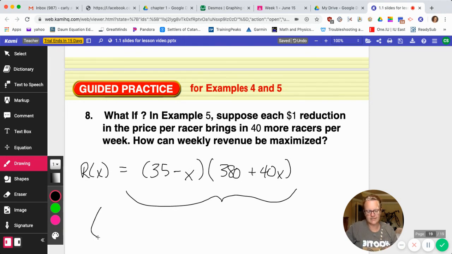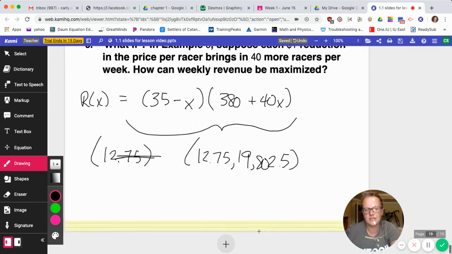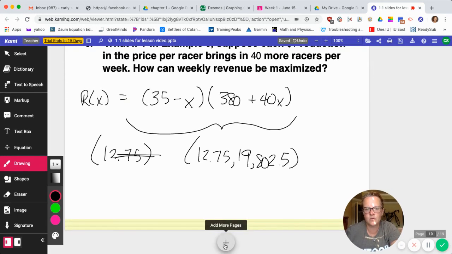So here our vertex actually works out to (12.75, 19,802.5). That means the owner should reduce the price per racer by $12.75 to increase the weekly revenue to $19,802.50. Okay. All right. I'm going to stop this video and go to the next one.